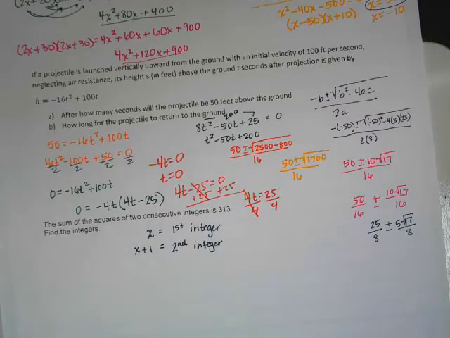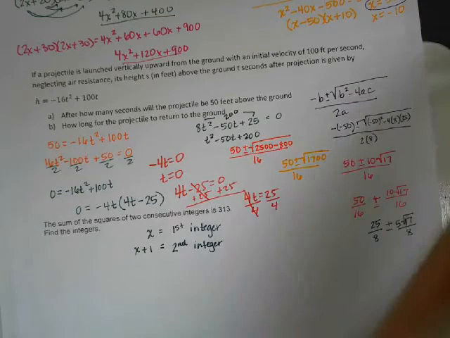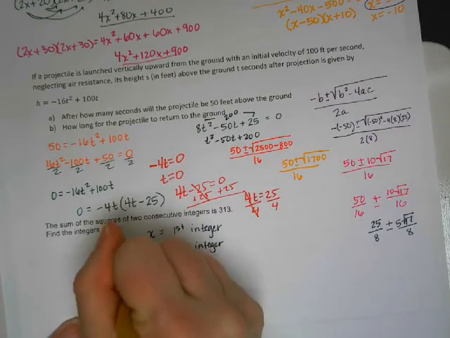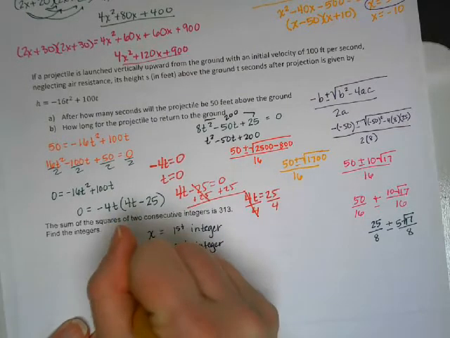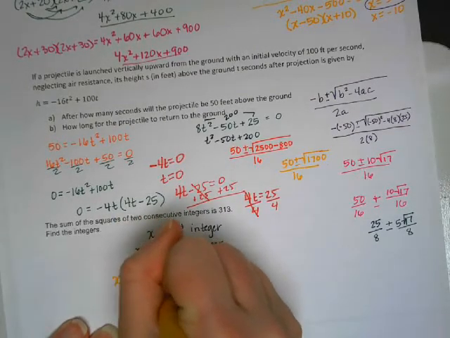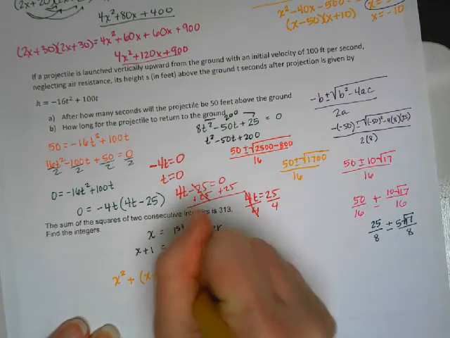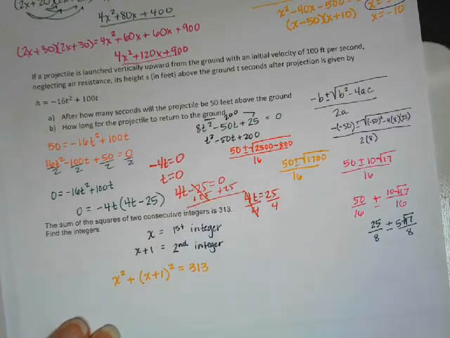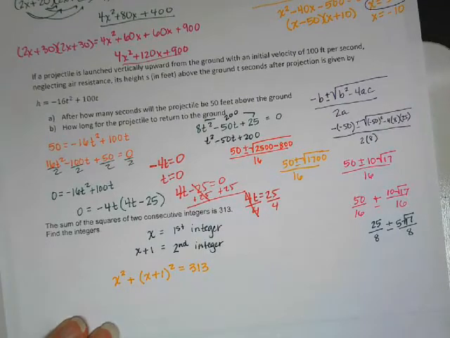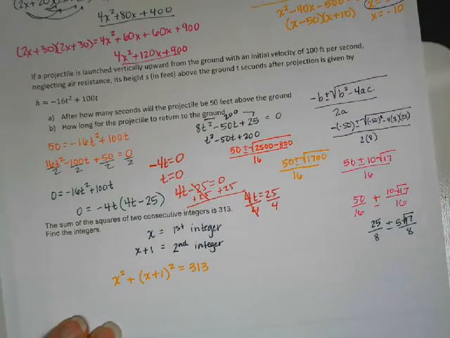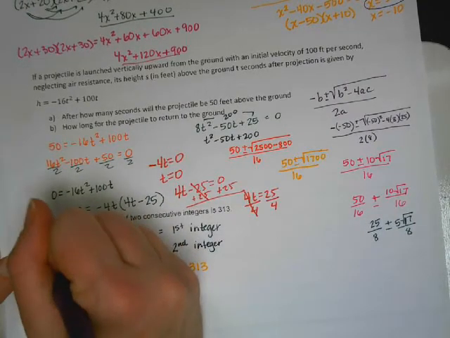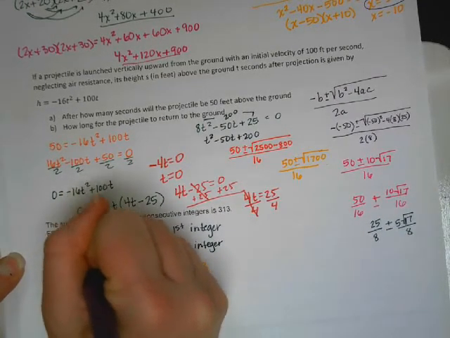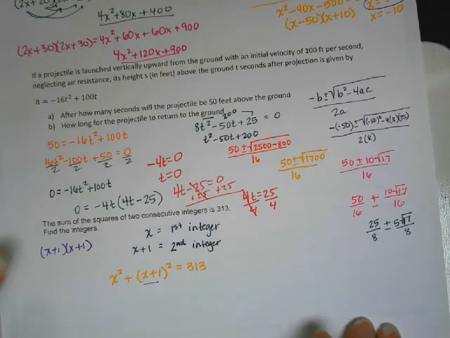Now we have to sum the squares of those. So that means square them first, right? So we're going to square x, the first integer, that was easy, x squared. And I'm going to add that to the square of the second one, so x plus 1 squared. And that will equal 313. Remember, you have to write this down by itself: x plus 1 times x plus 1, and square it that way.